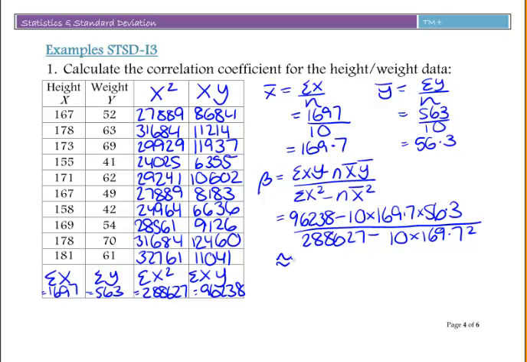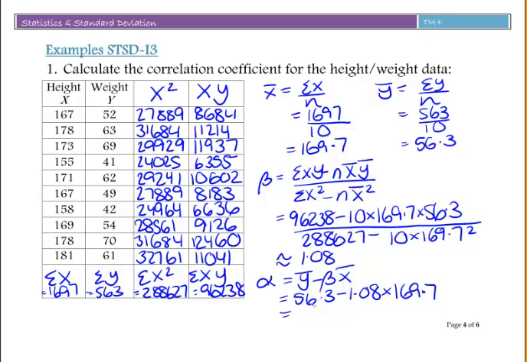Plug that in your calculator and you get approximately 1.08. Alpha is equal to the mean of y minus beta, the mean of x. So that becomes 56.3 minus 1.08 times the mean of x. Now you should already have that beta in your calculator.